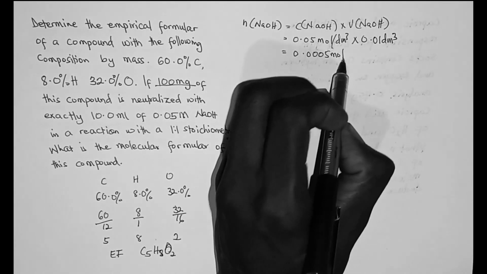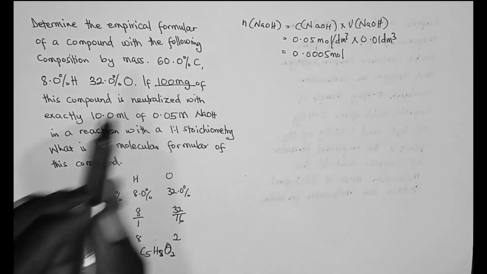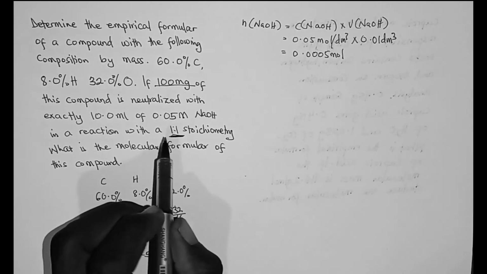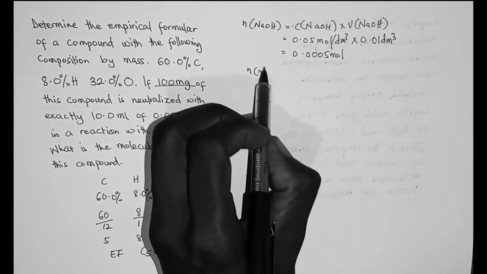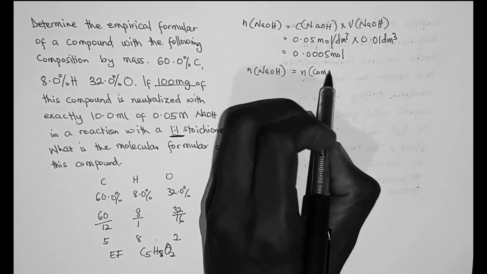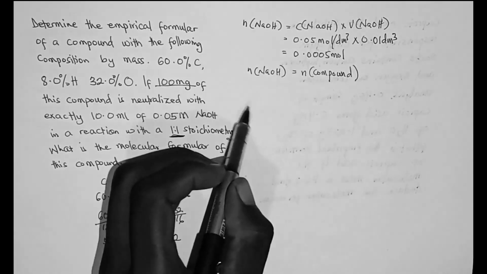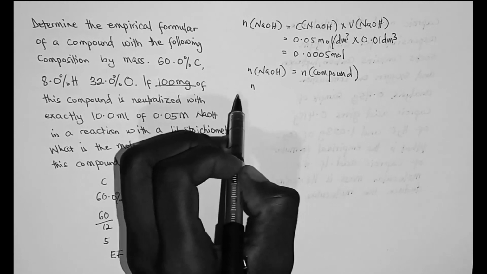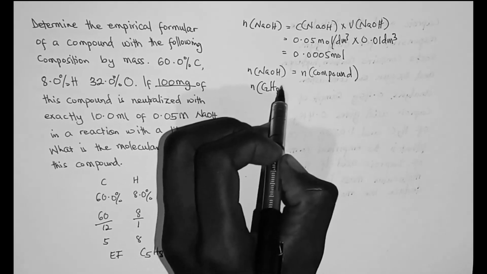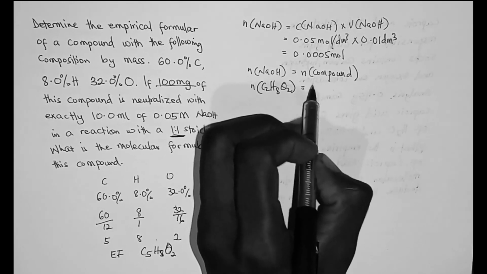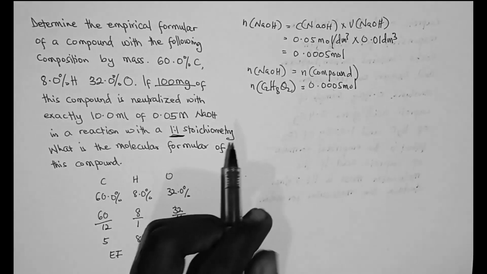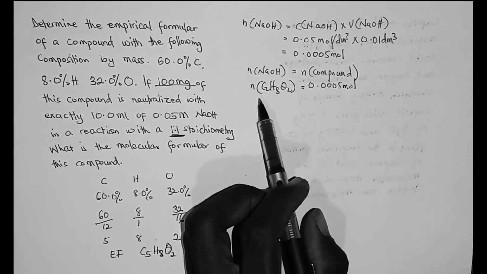Therefore the number of moles of sodium hydroxide is 0.0005 moles. Now, since the stoichiometry of the reaction is 1:1, it means that the number of moles of sodium hydroxide is equal to the number of moles of the compound, and therefore the number of moles of this compound, which is C5H8O2, is equal to 0.0005 mole. Now, since we have the number of moles, we can calculate its molar mass.